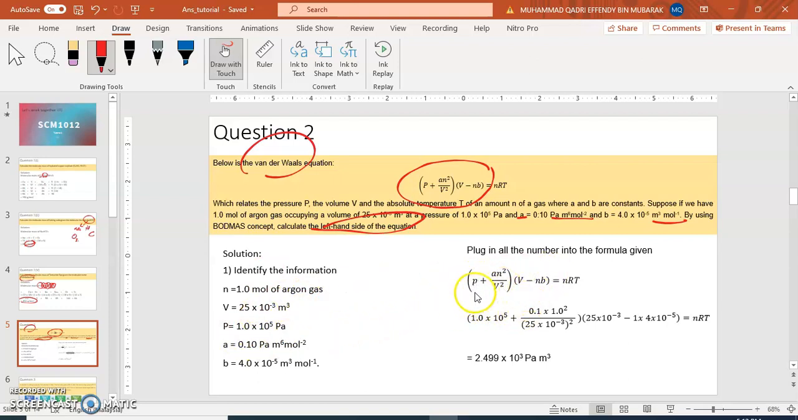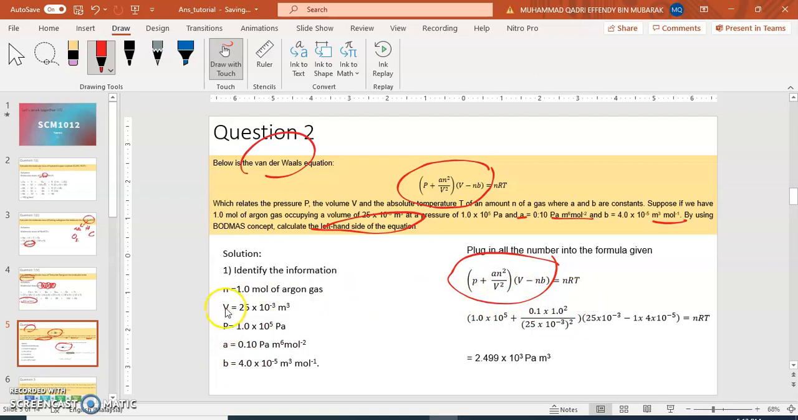Now we have P, the pressure, plus n to the power of 2 over V squared in bracket, and in bracket we have V minus nb equal to nRT. So here is our left hand side. We plug in all the numbers here. Our pressure is 1.0 times 10 to the power of 5 plus A. Here is our A, the value of A is 0.1, and we have n. n is the number of moles, so the number of moles is 1.0, 1.0 to the power of 2 over V squared.